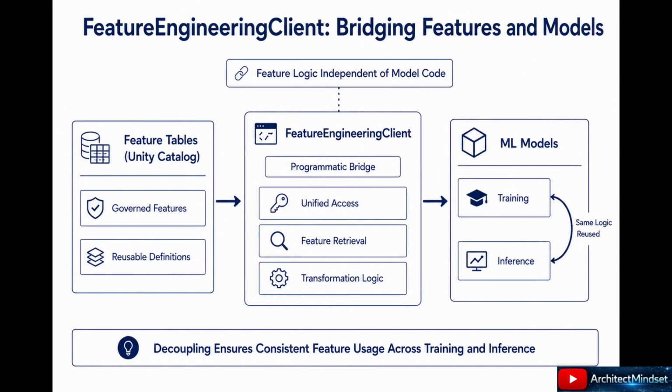Once features exist as governed assets, the next question is how they are consumed consistently. That is where the FeatureEngineeringClient matters. FeatureEngineeringClient acts as the primary programmatic engine that bridges Unity Catalog feature tables with machine learning models. Its primary value is decoupling feature definition from model consumption, ensuring that the exact logic used for training is automatically replicated for inference without rewriting the code.